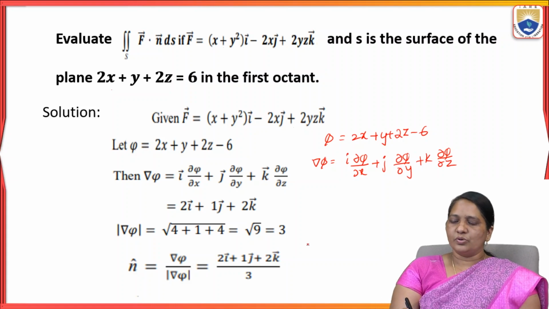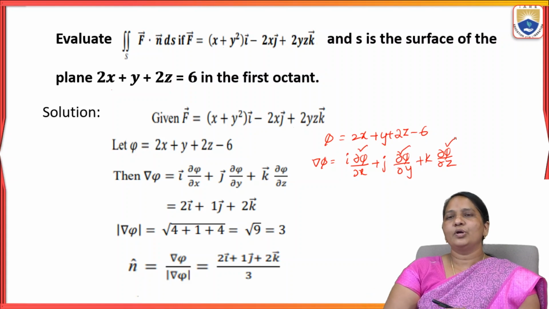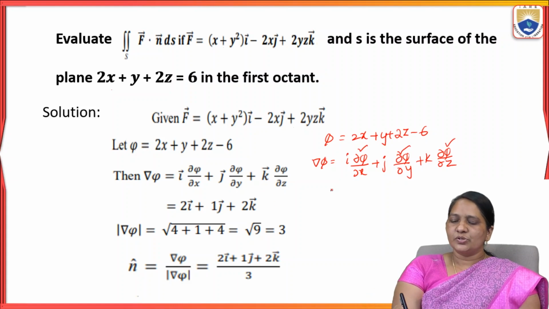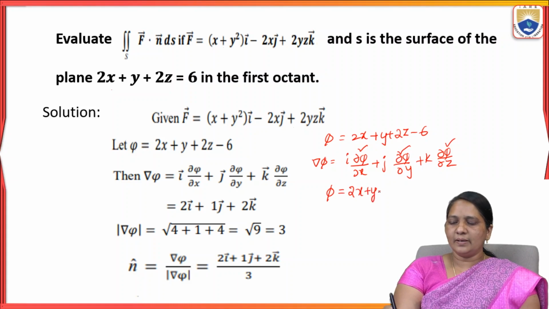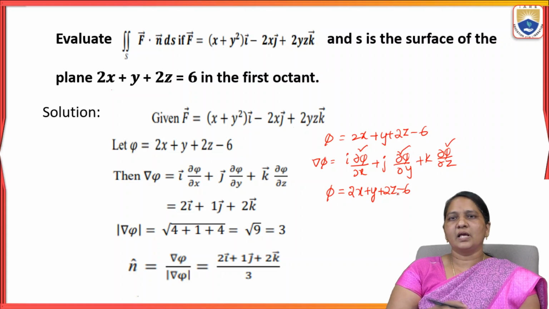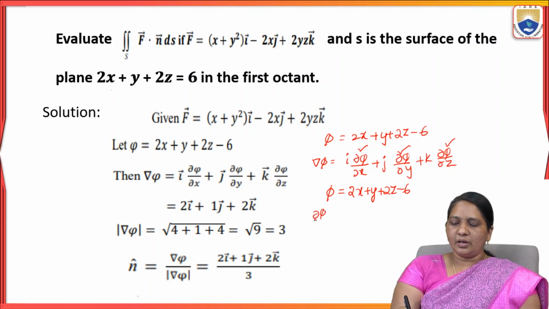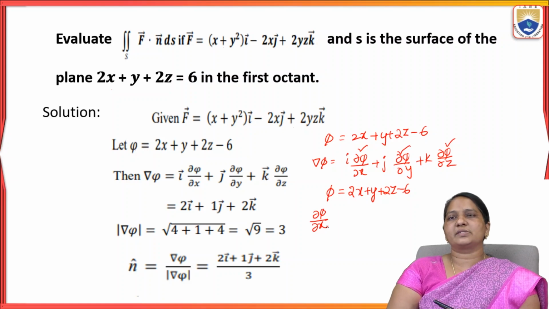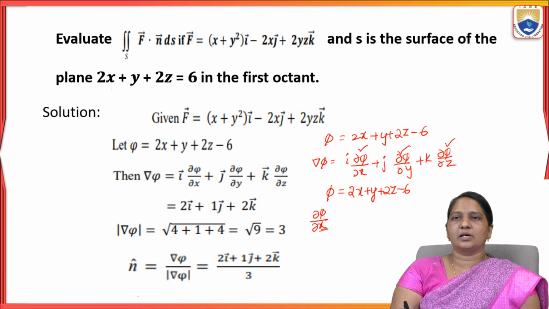So this is the value. I have to calculate dou pi by dou x, dou pi by dou y and dou pi by dou z, then I can replace here. First of all, pi equal to 2x plus y plus 2z minus 6. Now I am calculating dou pi by dou x, that means partial differentiation of pi with respect to x.